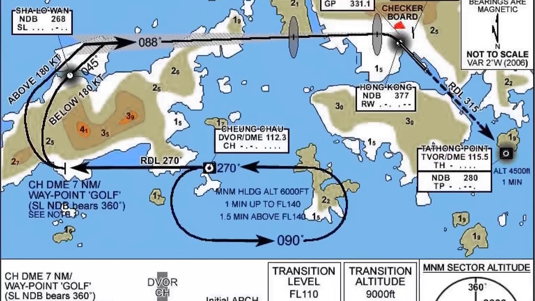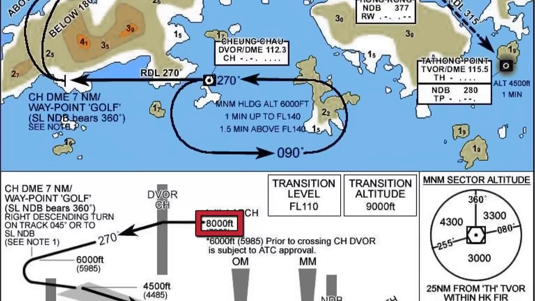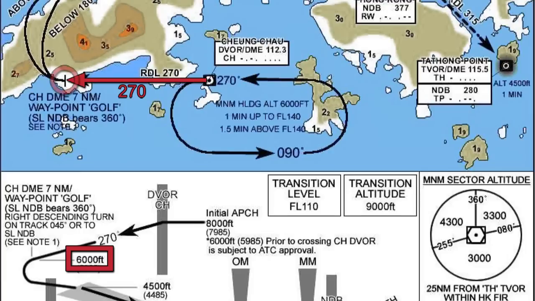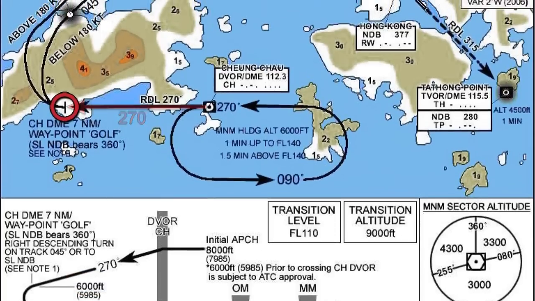We will reach the Cheung Chau VOR at 8,000 feet. Once we reach the Cheung Chau VOR at 8,000 feet, we'll fly a radial of 270 from the Cheung Chau VOR. As we overfly the Cheung Chau VOR at 8,000 feet, we'll begin to descend down to 6,000 feet. We'll maintain 6,000 feet until we reach the point on a radial of 270 from the Cheung Chau VOR at a distance of 7 miles. This point is called Point Golf.